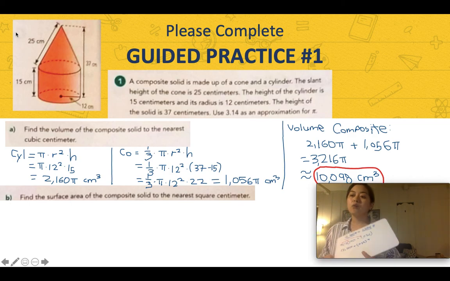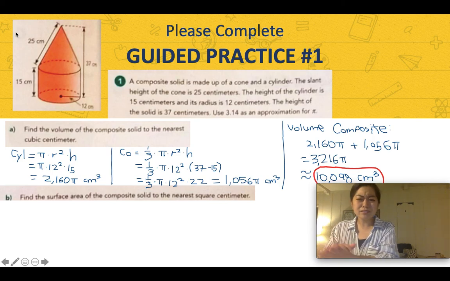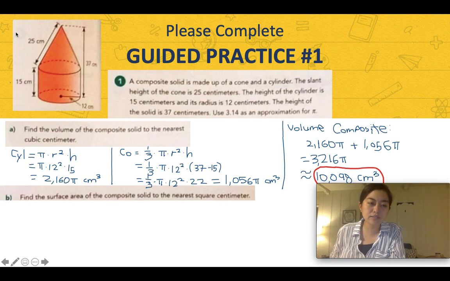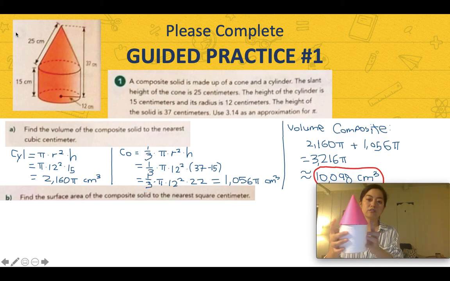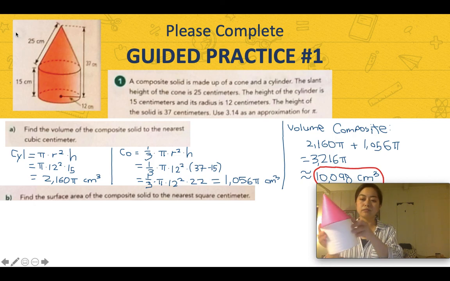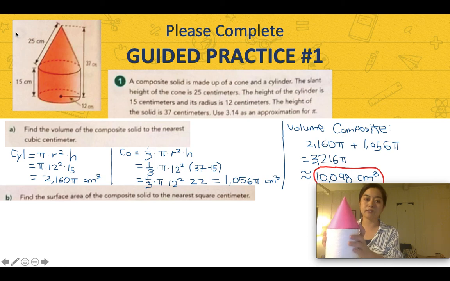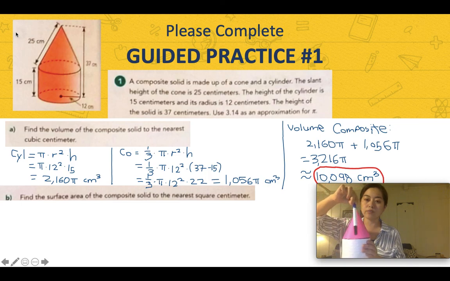Okay. Well, now let's look at part B. It says to find the surface area of the composite solid to the nearest square centimeter. Okay, so this is your figure. Okay, it's your 3D solid, right? Okay, and you have to find the surface area of the solid. Okay, so look at where my marker will go around. It's going to go around this cone.